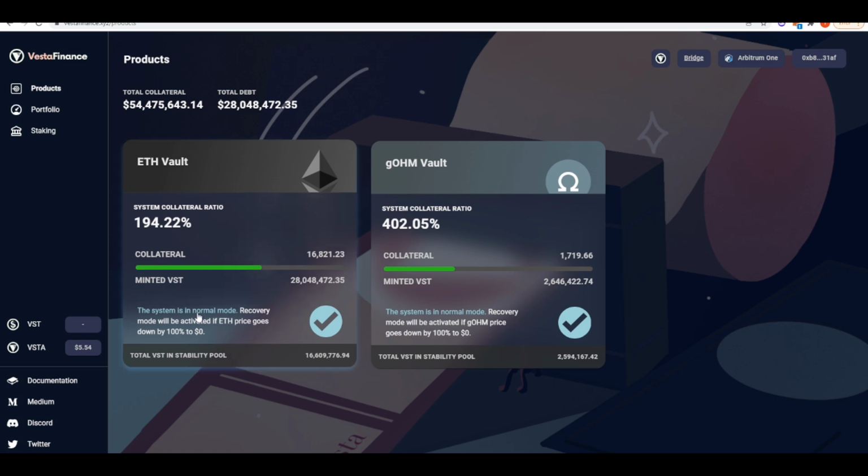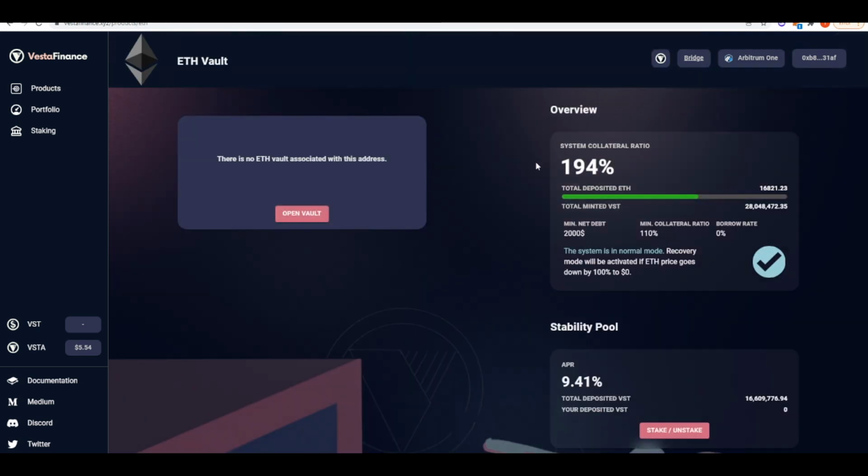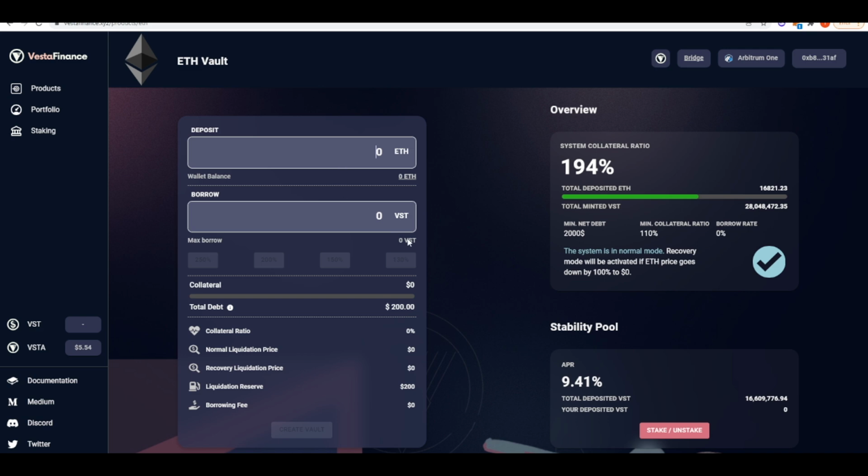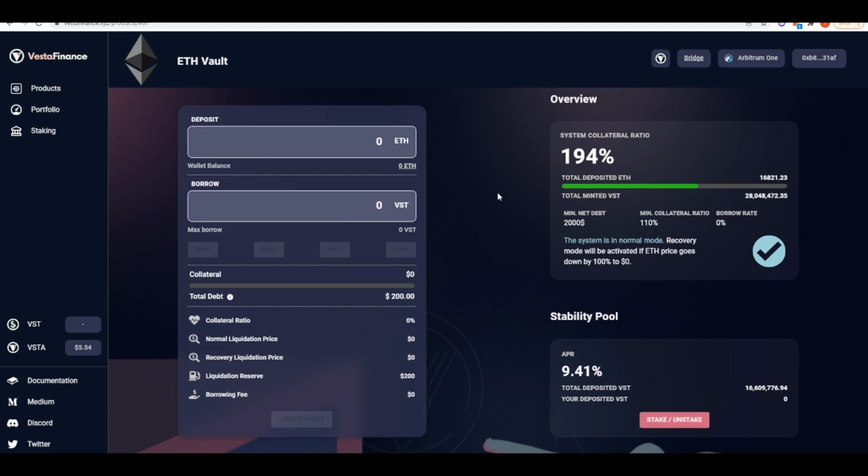So we have the ETH vault and the GOHM vault. You can click on these and it will show you exactly what's going on. You can open a vault, deposit ETH and then borrow the VST stablecoin against it. For, I think, every $100 worth of ETH you deposit, you can borrow about $90 worth of VST, and it's a lot lower amount for the GOHM because it's a lot more volatile.